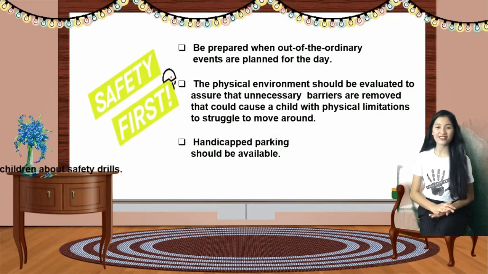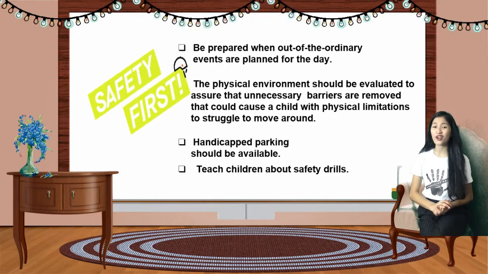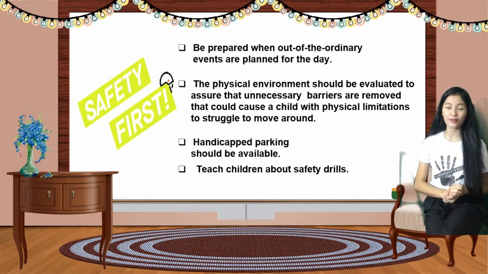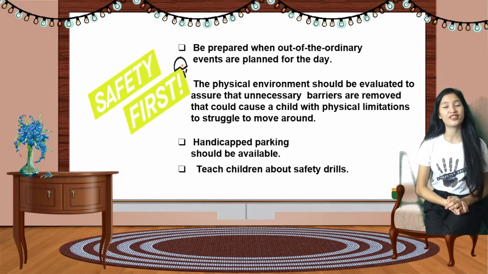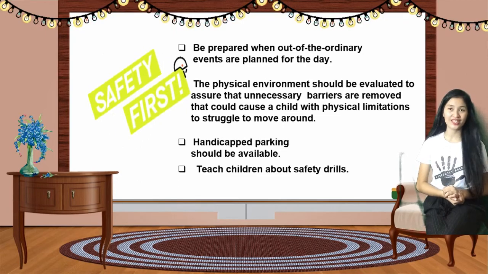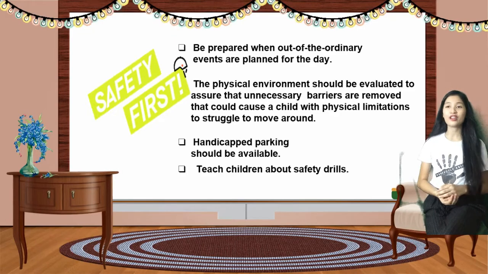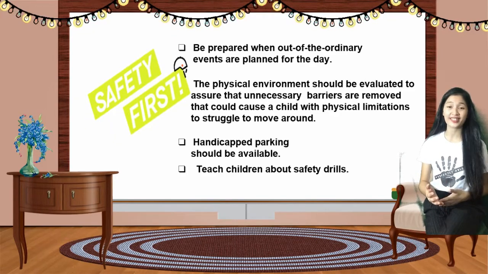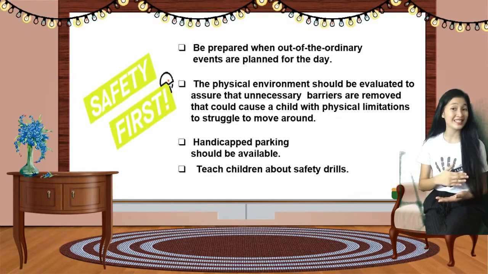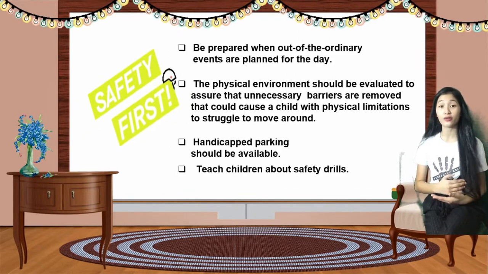Teach children about safety drills, especially about natural disasters like fire or earthquakes. Most children with physical impairments will be able to follow emergency procedures. Teachers should ensure that children with physical limitations have someone who is responsible for assisting them when responding to the drills or actual emergencies. Children in wheelchairs may be required to exit their classrooms by following alternate routes.